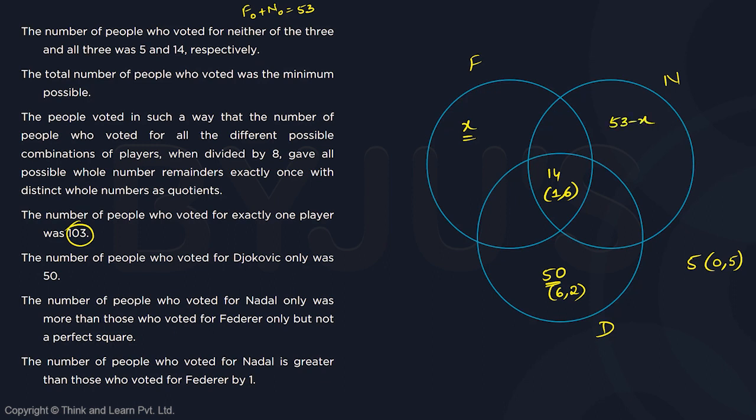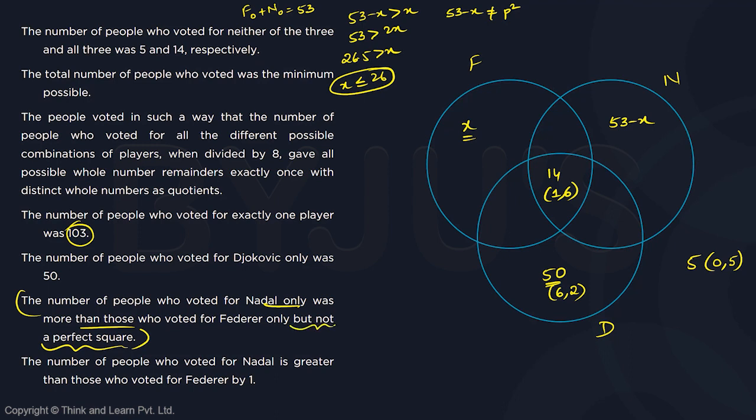Okay, it is also given to us that the number of people who voted for Nadal only is more than those who voted for Federer only. So 53 minus x is greater than x, or 53 is greater than 2x, or 26.5 is greater than x, which basically means my x is less than or equal to 26. Also, please keep in mind 53 minus x is not a perfect square. It is not of the form p square, because it is mentioned that it is not a perfect square.